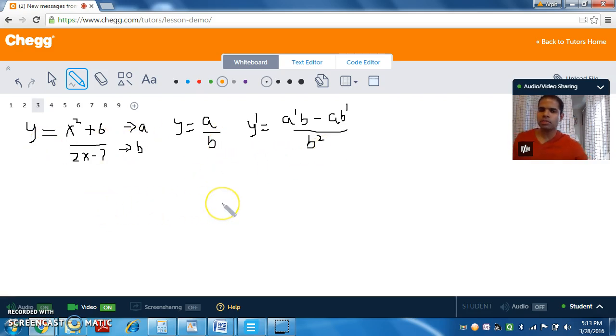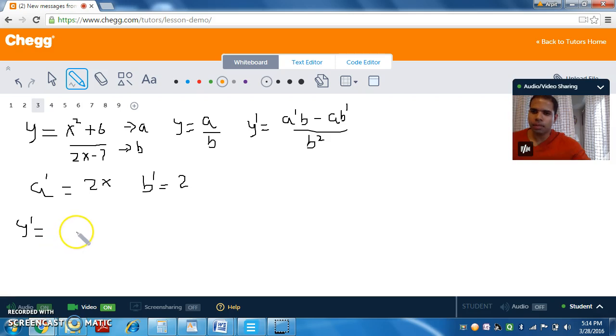So now we have our a and b, and we know the formula of the derivative of this function. We can just plug in the values of a prime and b prime and find the derivative. Before we do that, let's find a prime and b prime to make it even simpler. The a prime becomes the derivative of x squared plus 6, which is simply 2x. And the b prime becomes the derivative of 2x minus 7, which is simply 2. So now we have a, b, a prime and b prime.